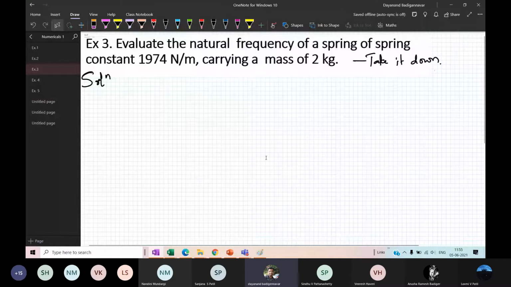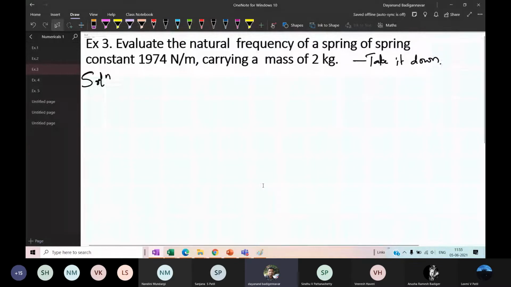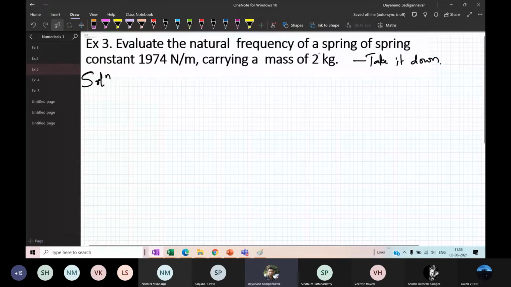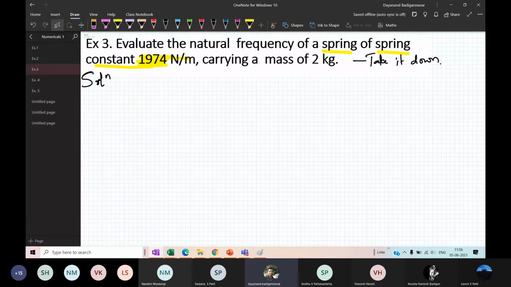I will read out for you. Evaluate the natural frequency of a spring whose spring constant is 1974 Newton per meter, carrying a mass of 2 kg.